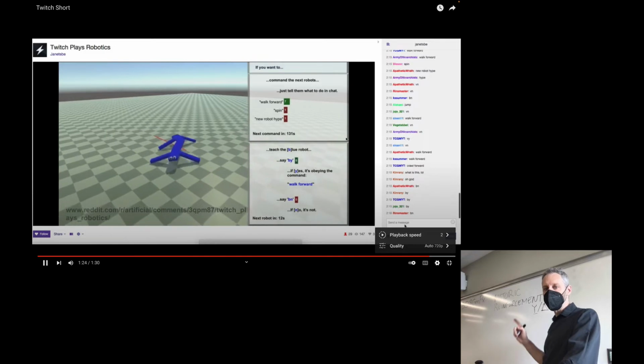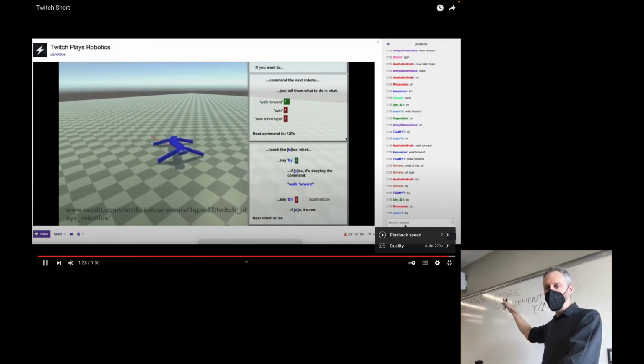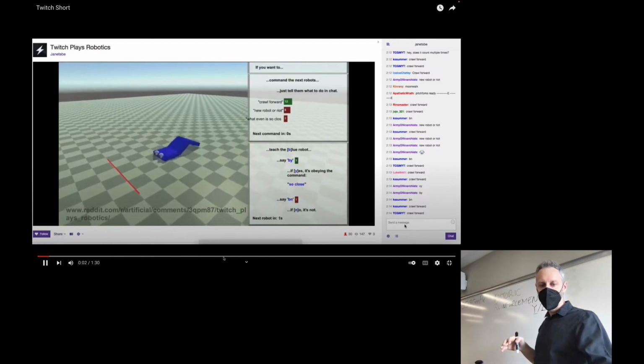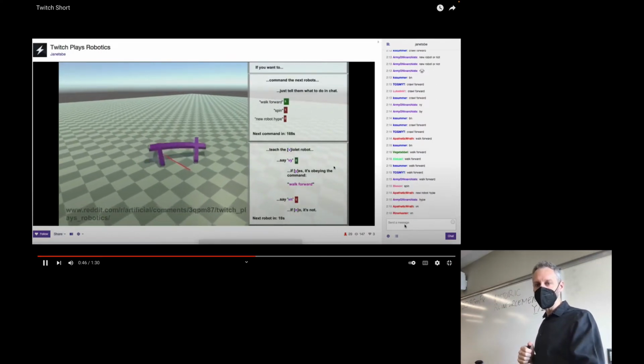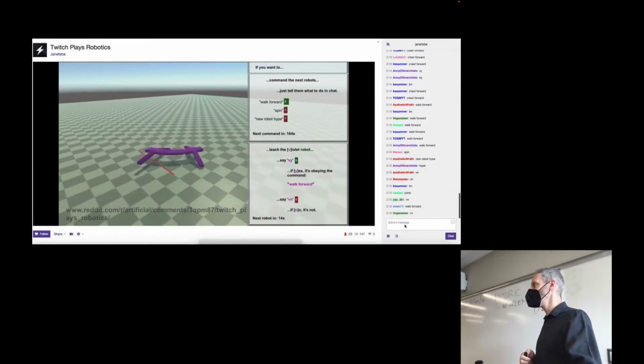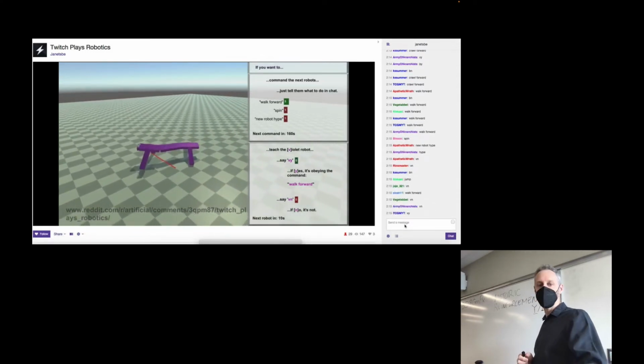At this point, there are votes to teach the robot walk forward next. So the crowd wants to keep working on walk forward. And there were a couple votes for spin and probably something else. New robot hype. They're getting bored of seeing the same robot over and over again.